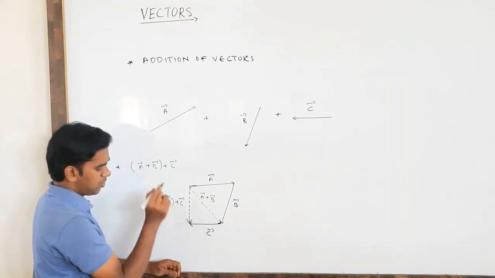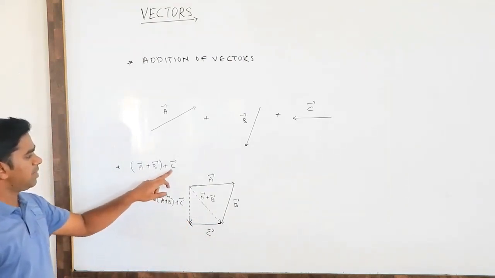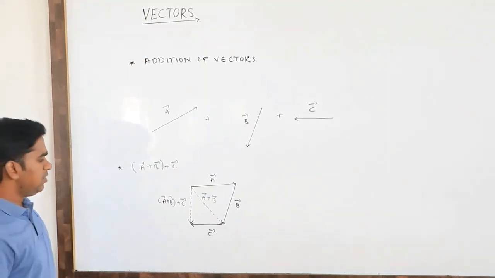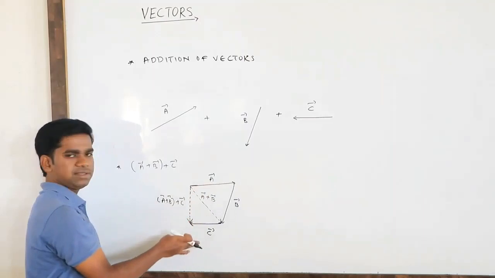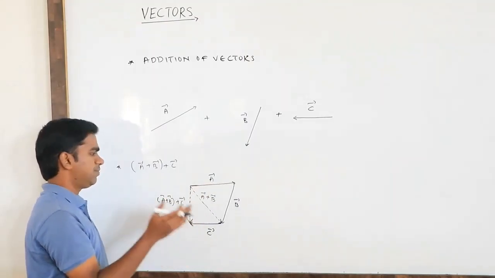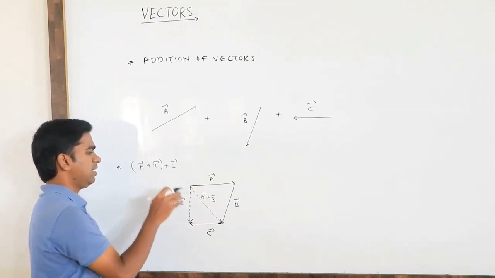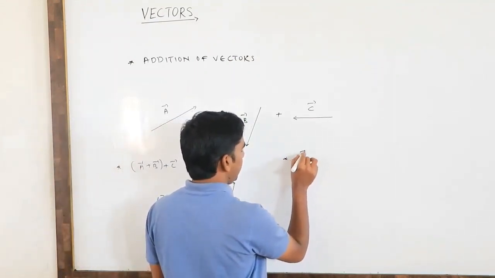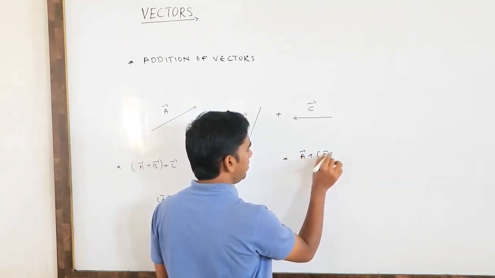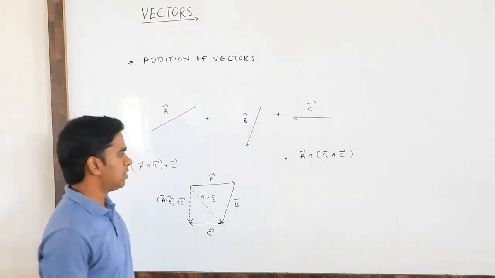This should be in downward direction. Okay. So this is what A plus B plus C. Then you may ask, why are you taking A plus B first, then C? Why not take B plus C first, and then add it with A? That means, is it possible to add like this? A plus B plus C. Is it possible to add like this? We'll see what will happen.